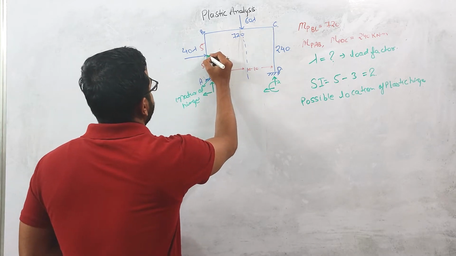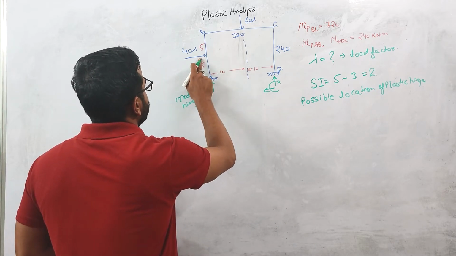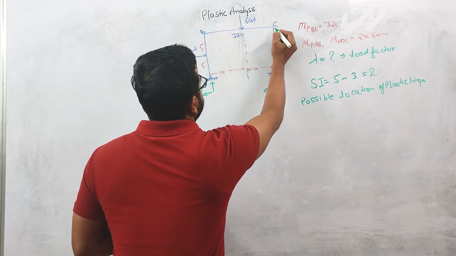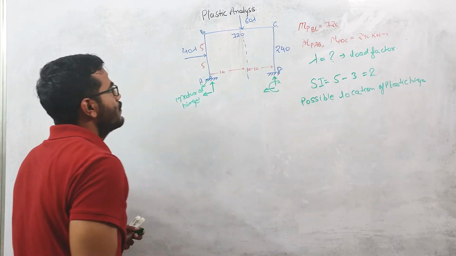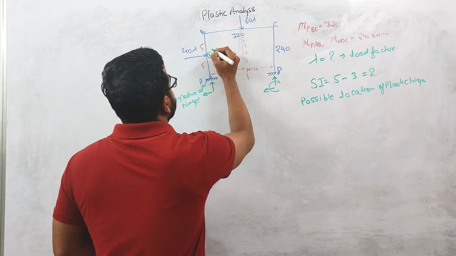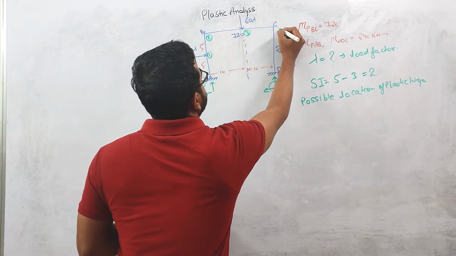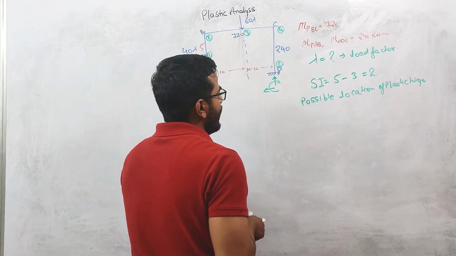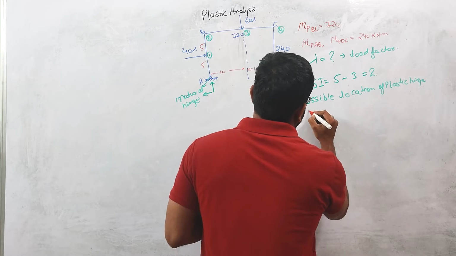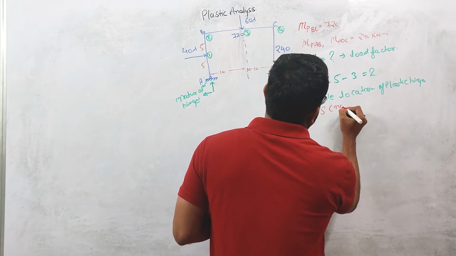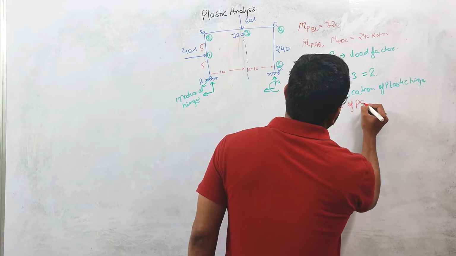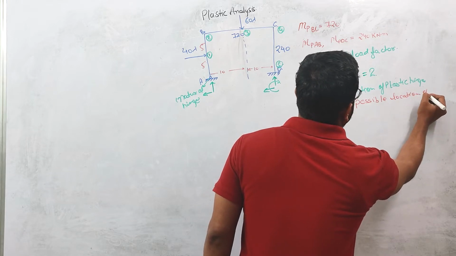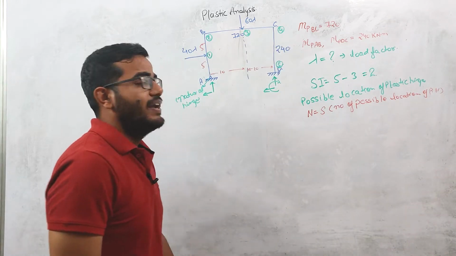Here the plastic hinge can form at this point under this point load. Okay, at this joint B, under this point load, at this joint, and at this support. Okay, so total possible locations are, this is 1, this is 2, this is 3, this is 4, and this is 5. So n is equal to 5, the number of possible locations of plastic hinges. Okay, so this is the case, right?